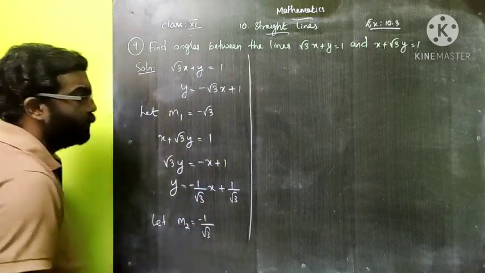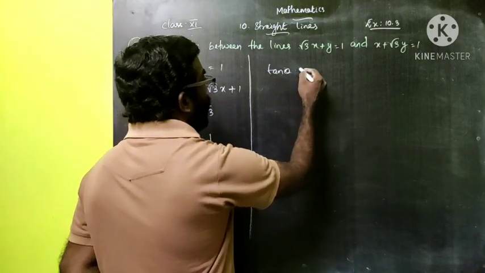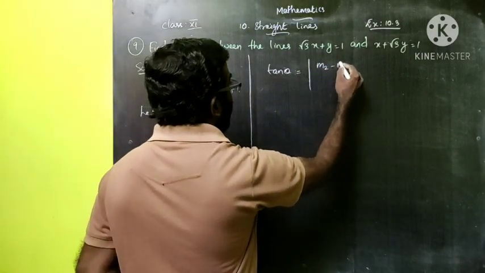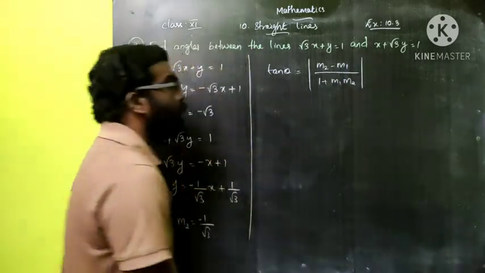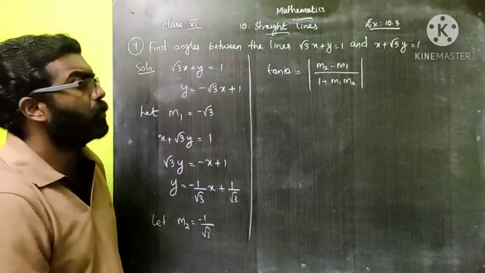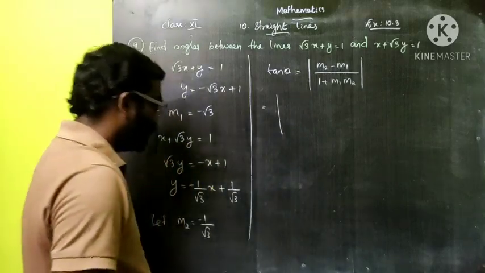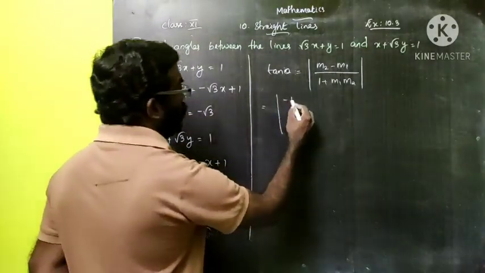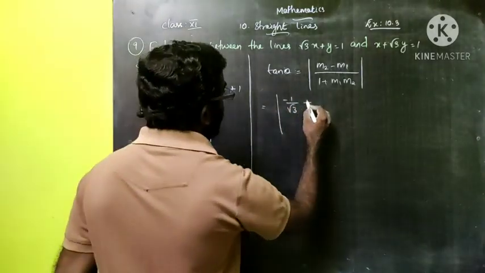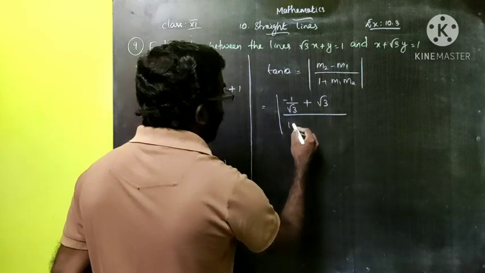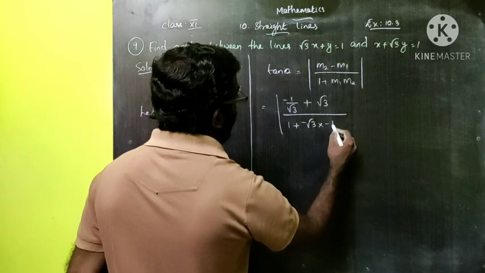Now we got the slopes of the two lines. We know tan theta is equal to modulus of m2 minus m1 divided by 1 plus m1 m2. This is the formula to find the angle between two lines in terms of their slopes. Okay. Now we can replace: modulus of m2 minus m1, m2 is minus 1 by root 3, then minus m1, m1 is minus root 3, so plus root 3, divided by 1 plus m1 m2, root 3 into minus root 3 into minus 1 by root 3.